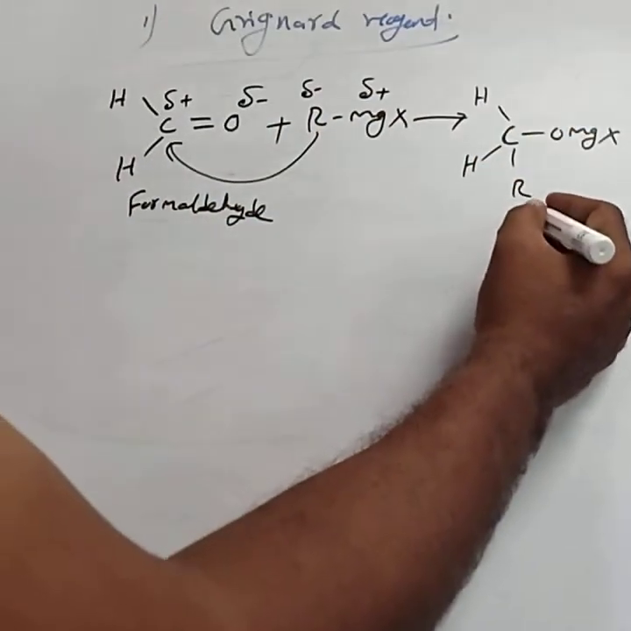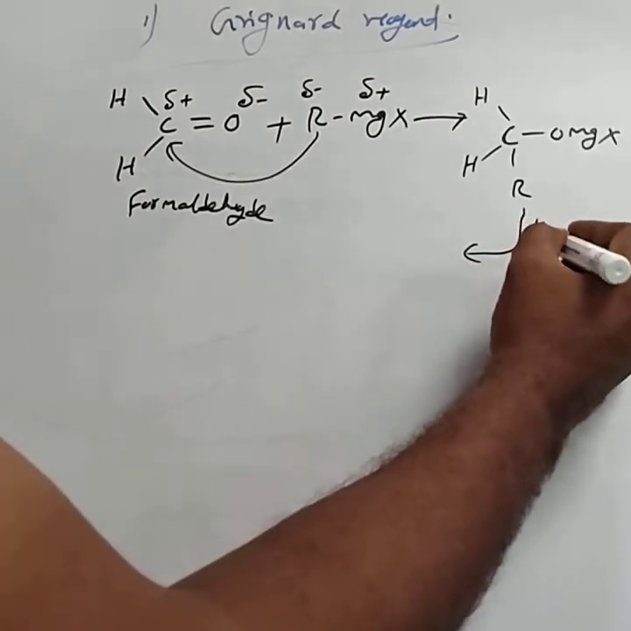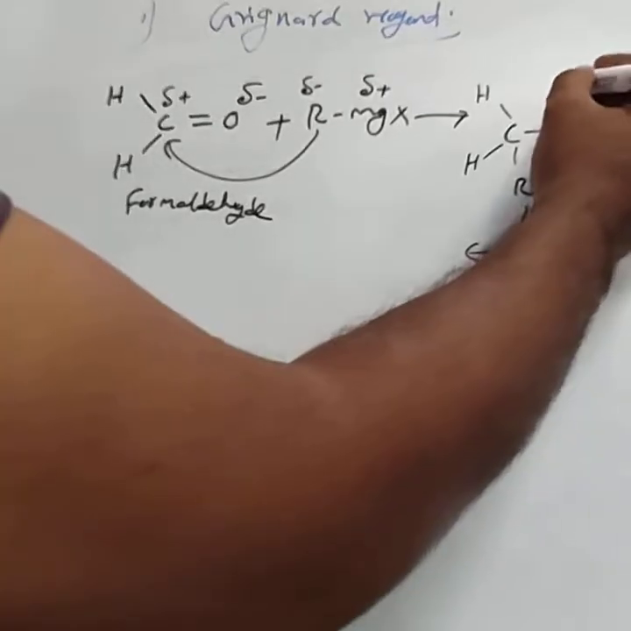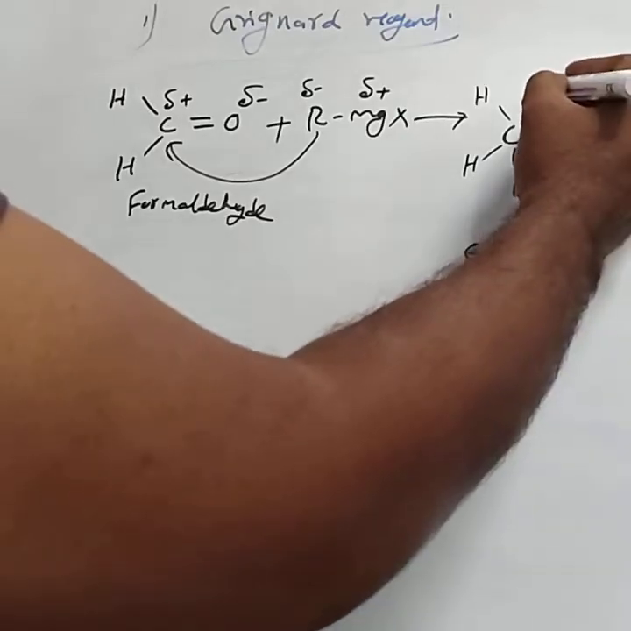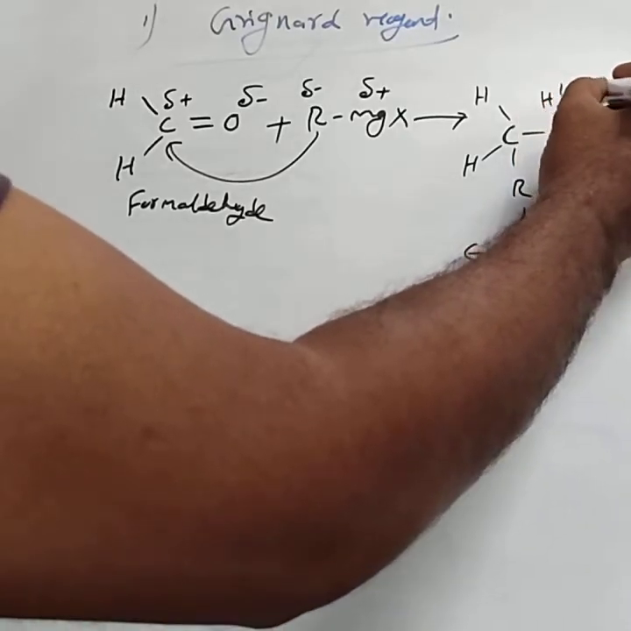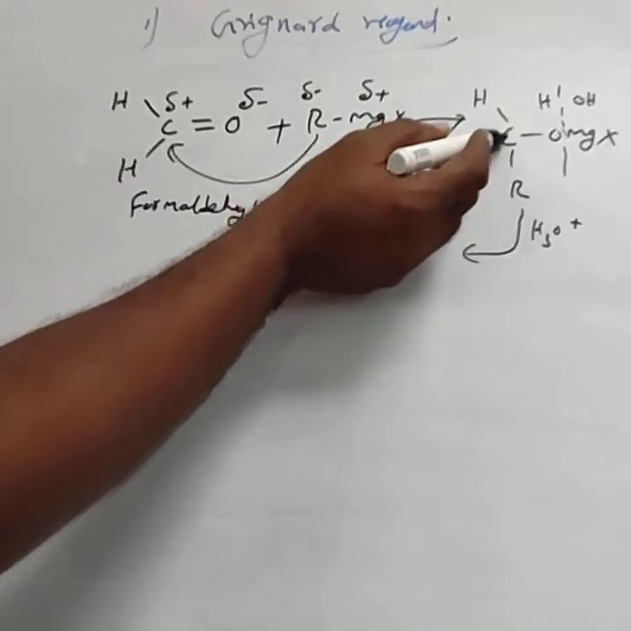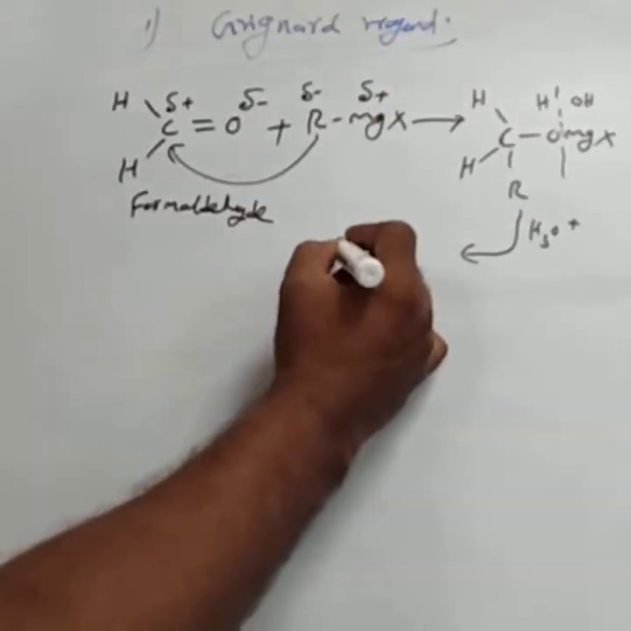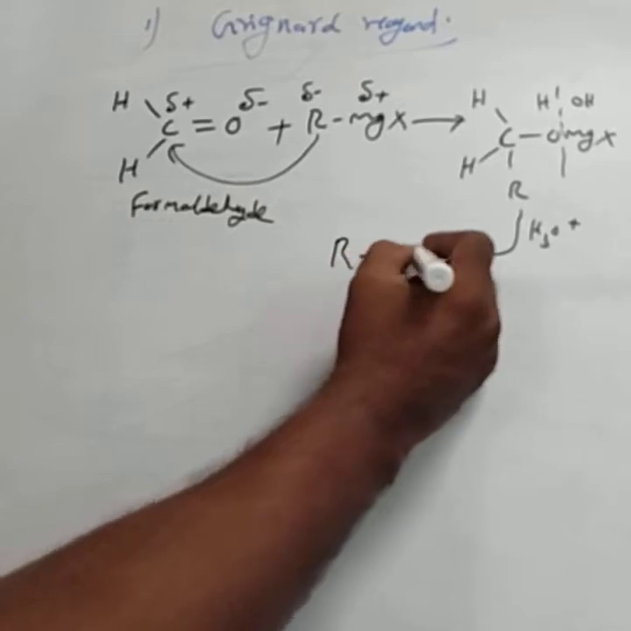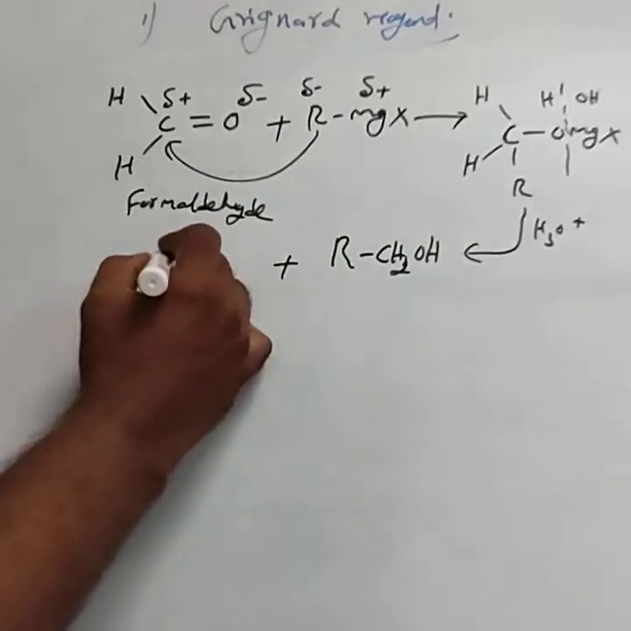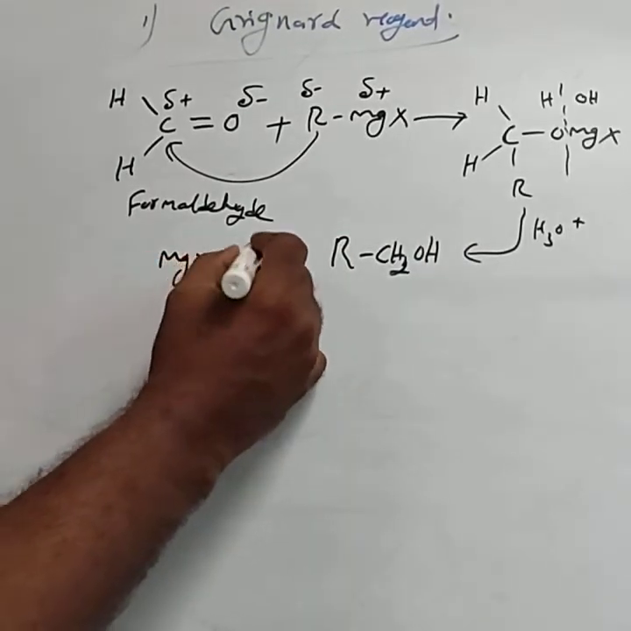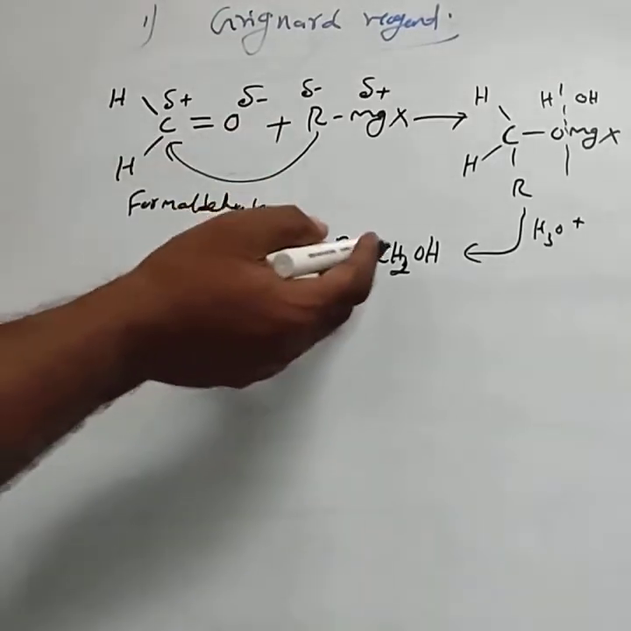This intermediate undergoes acid hydrolysis. In acid hydrolysis, bond cleavage takes place. To this part hydrogen gets added, and to this part OH gets added. Then you observe the formula RCH2OH, and it also forms MgXOH.